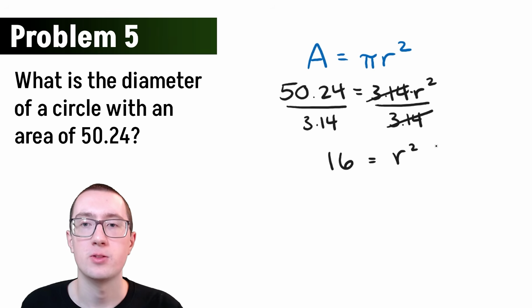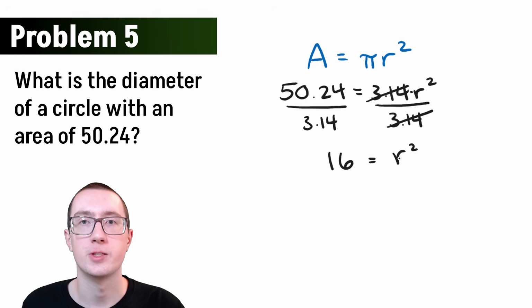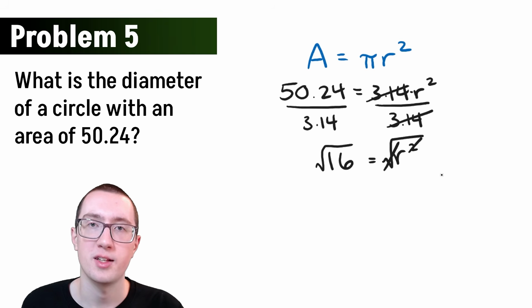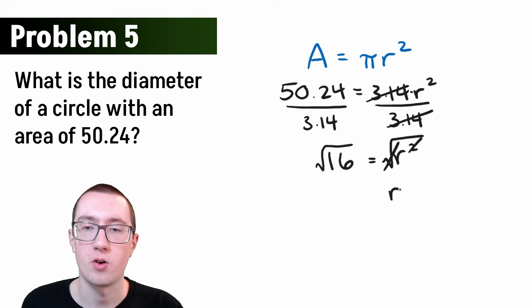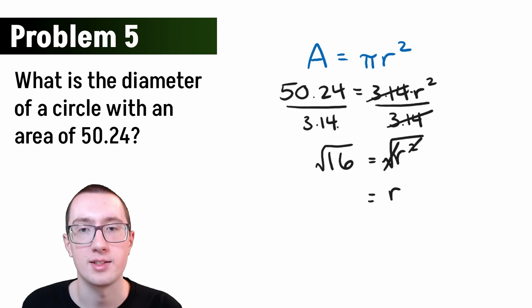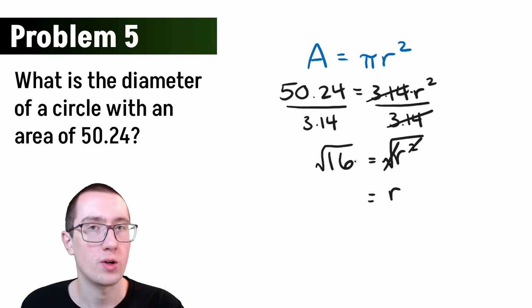The last step now to solve for r is to get rid of this squared. And the opposite of squaring is square rooting. So I'm going to square root both sides of the equation. The square root and the squared cancel. On the right side, we just have r. And on the left side, we have the square root of 16. That's what number do you have to multiply twice to get 16? Well, 4 times 4 is 16. So the square root of 16 is 4.